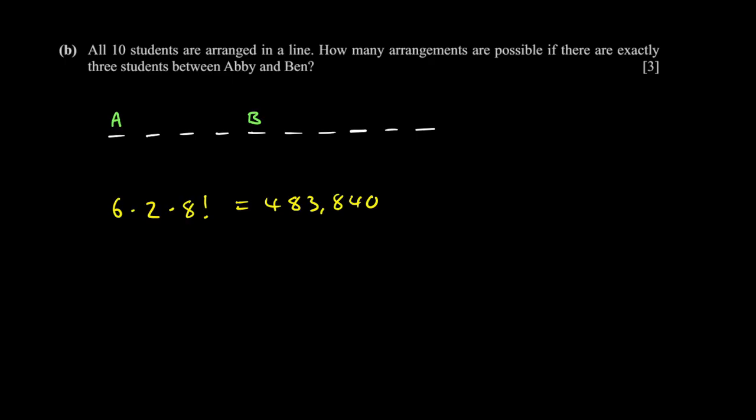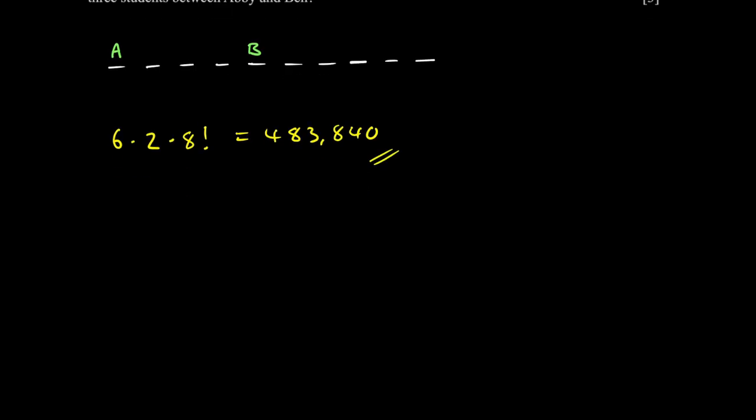Okay. Is there another way that we can think about this? Yes. So again, let's try to draw out the diagram. 1, 2, 3, 4, 5, 6, 7, 8, 9, 10. And let's imagine that we had Abby here, we had Ben there. Okay, so we've got a group here, right? So that's going to be a unit where we've got Abby at the beginning, Ben at the end, and we've got 3 students in the middle.